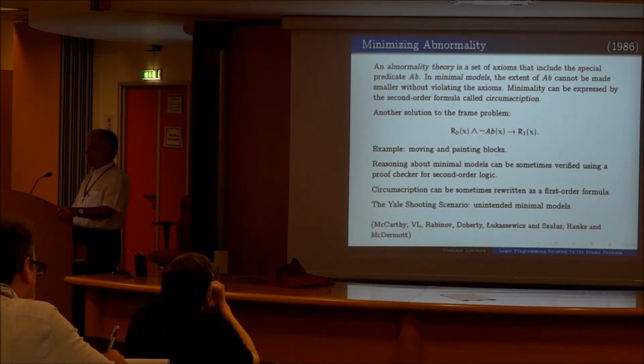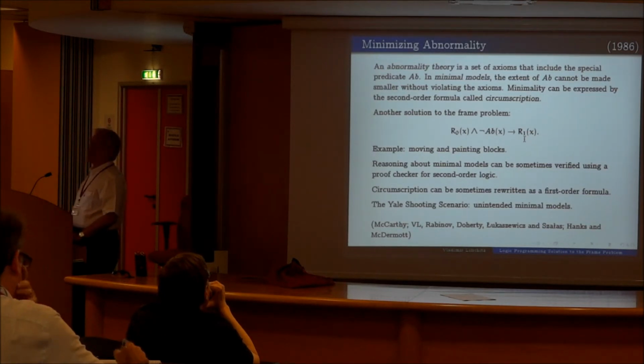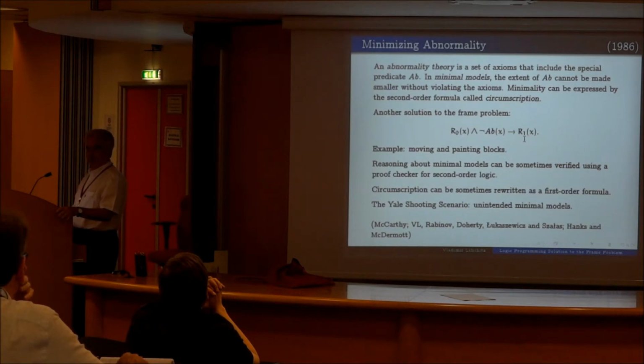McCarthy's solution to the frame problem was writing a formula like this: if x satisfies R at time 0 and x is not abnormal, then x satisfies R at time 1. Now, one major difference between what Reiter did in 1980 and what McCarthy did in 1986 is that McCarthy tried to apply his solution to a simple toy example.